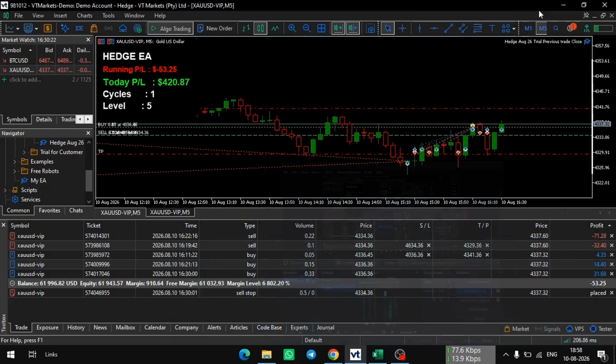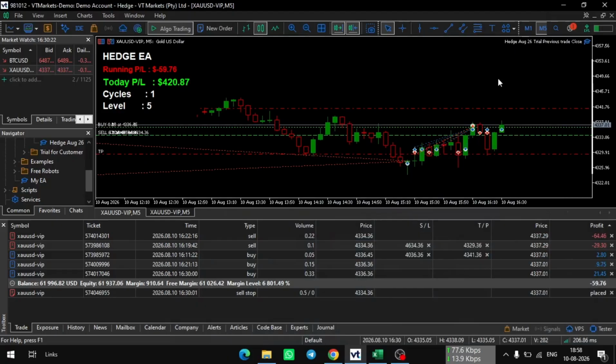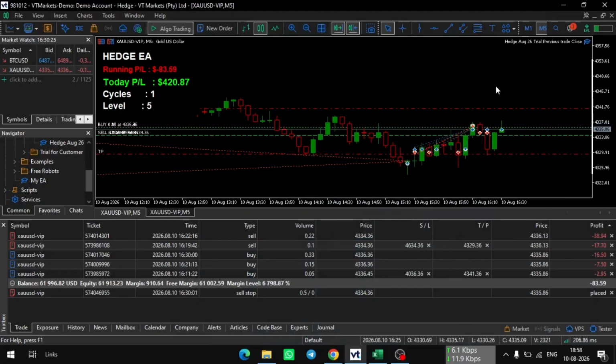Now let's look at today's trading activity. At this point, the EA is running at level 5. The first trade started with a 0.05 lot. The second trade is 0.01 lot. The third trade is 0.15 lot. The fourth trade is 0.22 lot. And the fifth trade is 0.33 lot. At this point, today's overall profit is approximately 420.87. Now, the market starts moving in the opposite direction to the fifth buy trade.